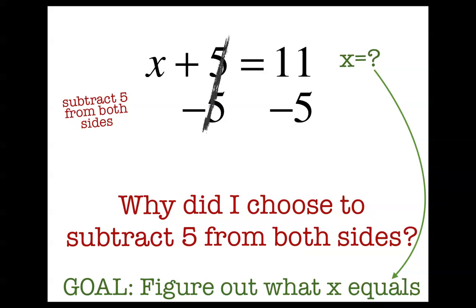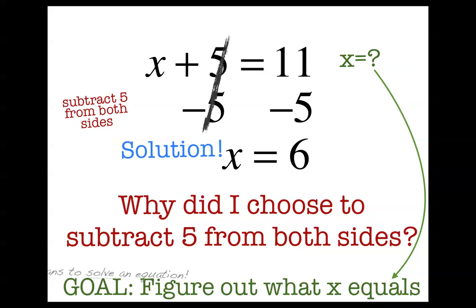Okay? And if I subtract 5 from the left, then I'm going to have 5 minus 5, and 5 minus 5 cancels out and helps me realize that all I now have on the left is an x all by itself. And when you do 11 minus 5 on the right, you get 6, and I just solved the equation, didn't I? I figured out the solution. The solution is that x equals 6.